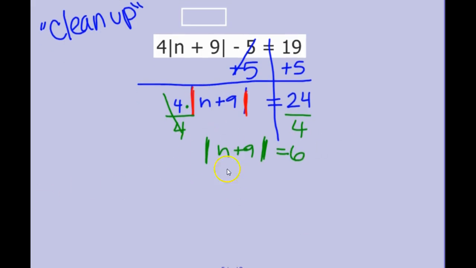This isn't our answer. Our absolute value is just by itself now, so we can write one equal to the negative and one equal to positive 6. And they're both n plus 9.